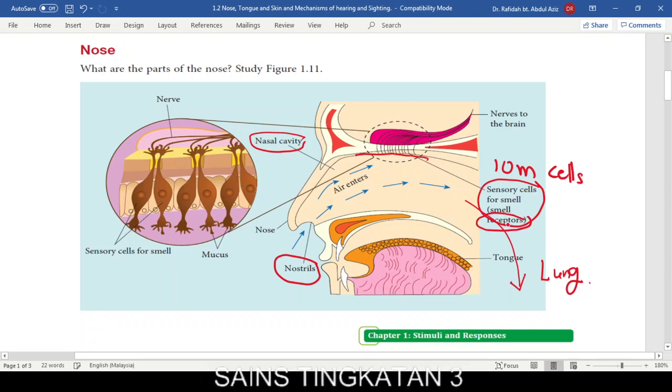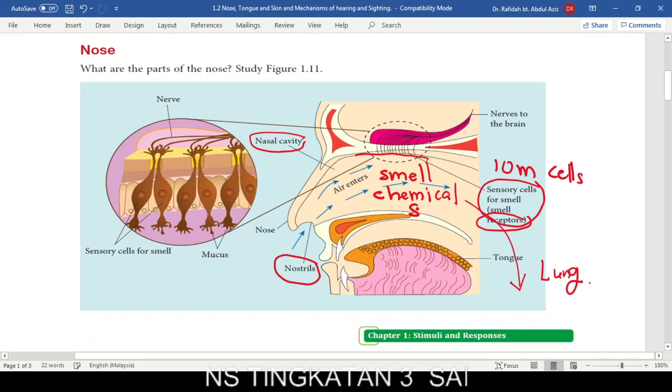So what are the smell receptors? These smell receptors will detect and receive the information about the smells inside the air that enters the nasal cavity. The air contains smell, which is exactly a chemical substance, and this chemical substance will be detected by the receptors at the sensory cells.